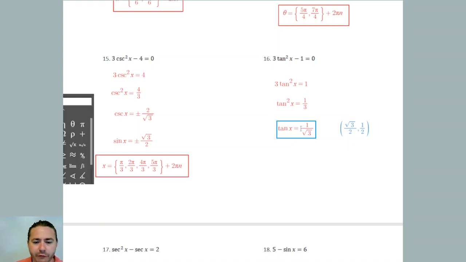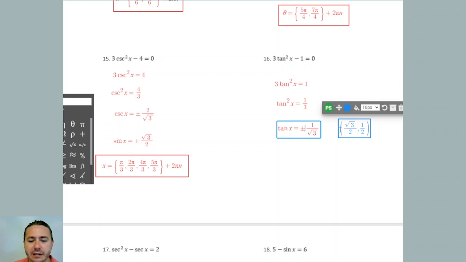And you know what? I forgot the plus or minus on this next step. So basically, any combination of root 3 over 2, comma 1/2, where either of these could be negative, they could both be negative, they could both be positive. Because of this plus or minus, we don't need to worry about which one. So we're going to get a total of 4 locations around the unit circle, and then we'll do the plus 2 pi n.